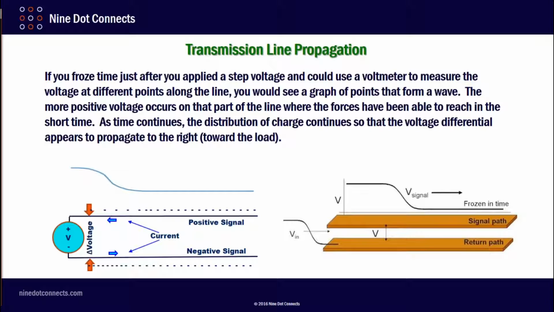If you freeze time just after we applied that step voltage and you took a voltmeter and measured the voltage at different points along the line, you would see a graph of points that form a wave. The more positive voltage will occur on that part of the line where the forces have been able to reach in the short time. As the time continues, the distribution of charge continues so that the voltage differential appears to propagate to the right.